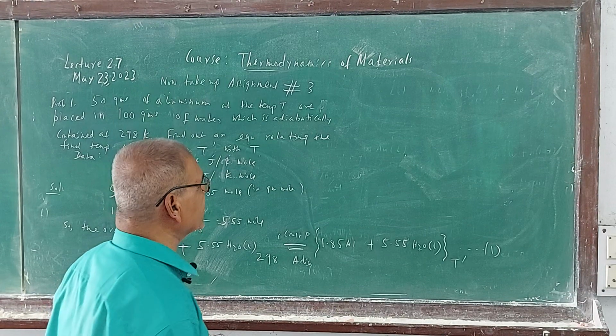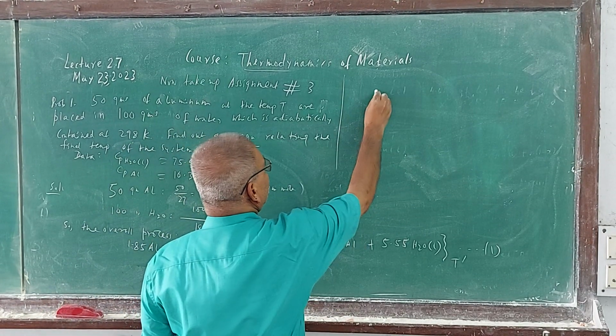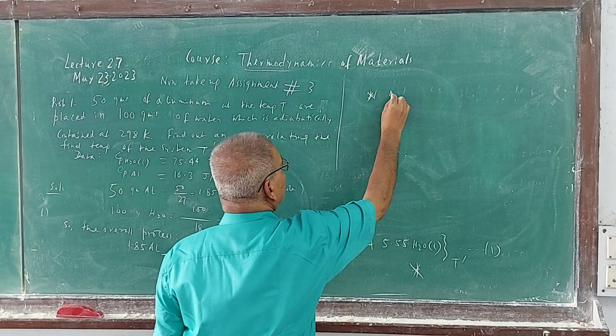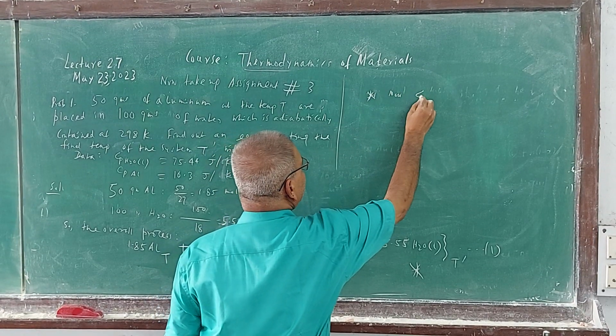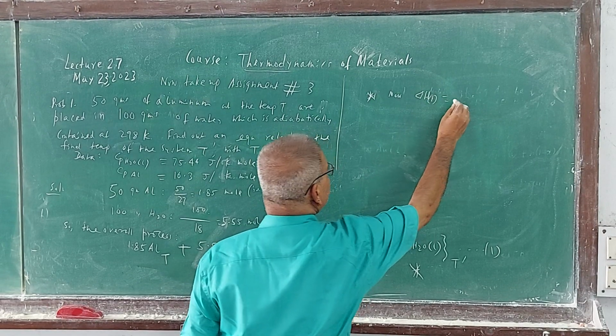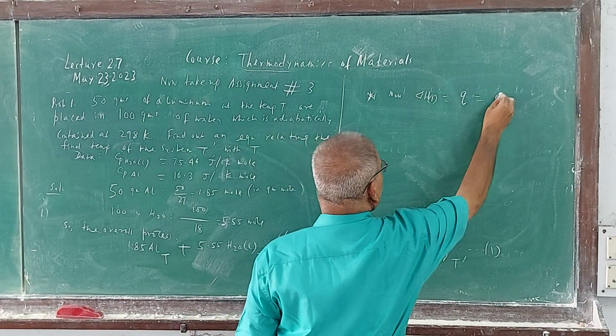Now tell me, what is delta H1 again? Start. Now delta H1 is what? Tell me like before. Since it is adiabatic at constant pressure, Q is 0.